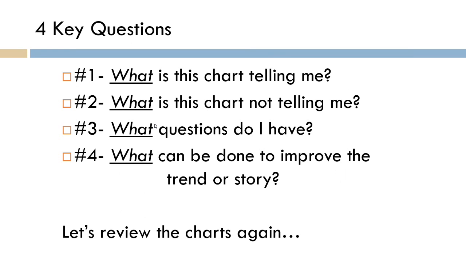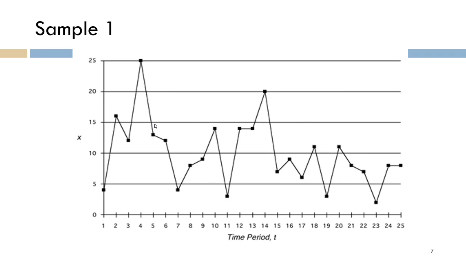Now let's look at those charts again with those 4 questions in mind. Sample number 1. What's this chart telling me? Not really sure. There's no title, and no units or definition of what the vertical axis is. We know this is by time, but we have no idea what this is about. So this chart isn't telling us a lot, and we have a lot of questions about it.